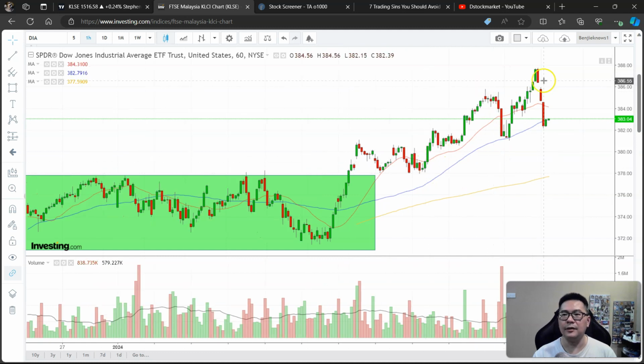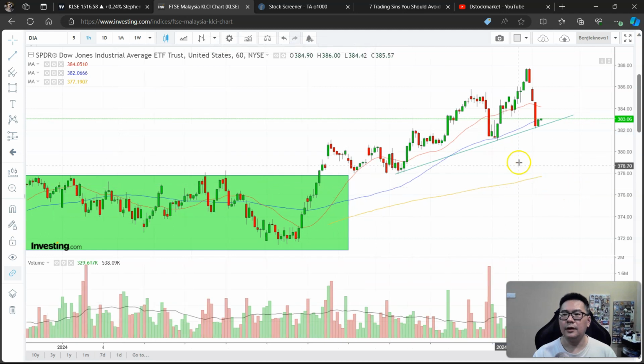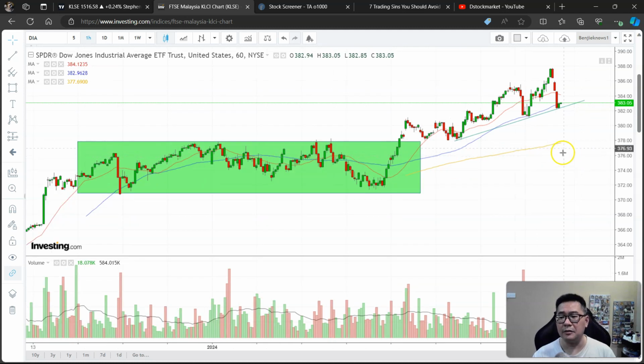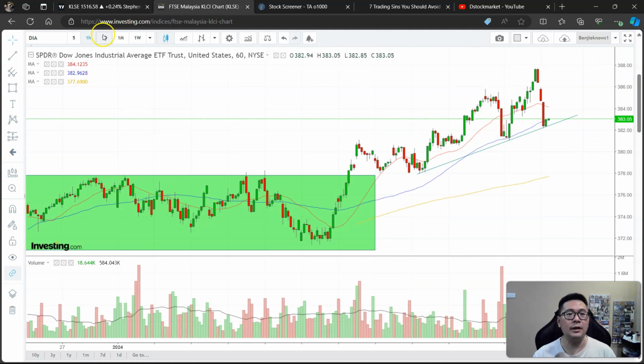a bit erratic, but that's very normal with making new highs. You can draw an uptrend line here. If it stays above the uptrend line, most likely it will just continue to zigzag up. If it drops below this uptrend line, maybe it will correct, but nothing to really worry about since it's still above the rising 60-minute 200 MA.